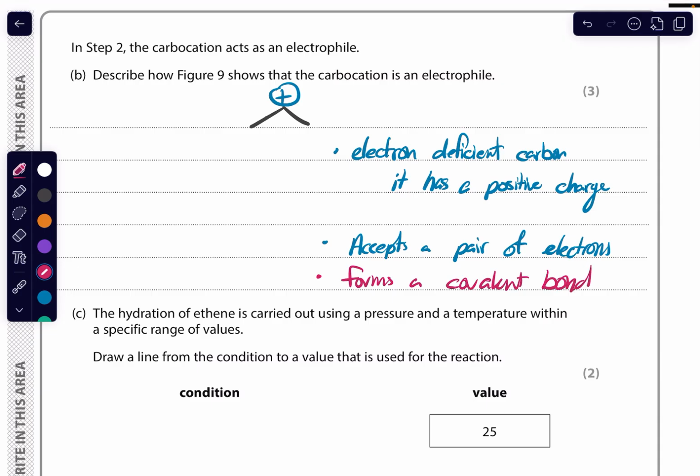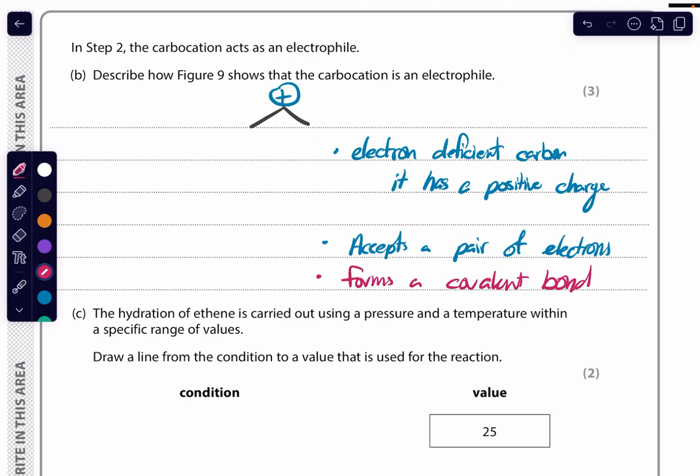So after it's accepted the pair of electrons, it then forms a covalent bond. Which is true, it does. It's just not something that's ever really mentioned or said. So it's not wrong. It's just a bit odd that that's the 3rd mark. And that's the only 3 marks they'll give for this question.